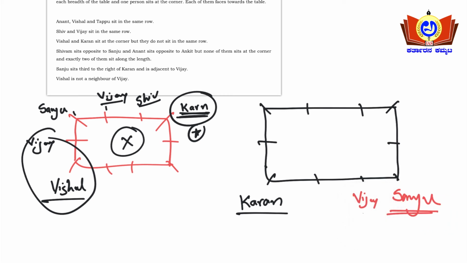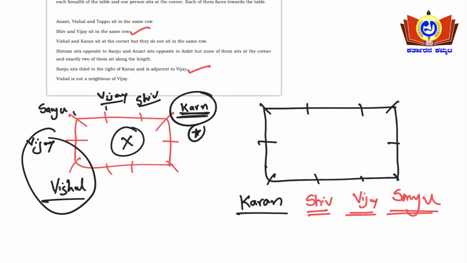Shiv and Vijay sit in the same row, so obviously Shiv will be here. Shiv and Vijay will be in the same row, so this statement is also correct now. So for Karan and Sanju, this statement has been taken care of. I'll just put a tick mark here for reference's sake.